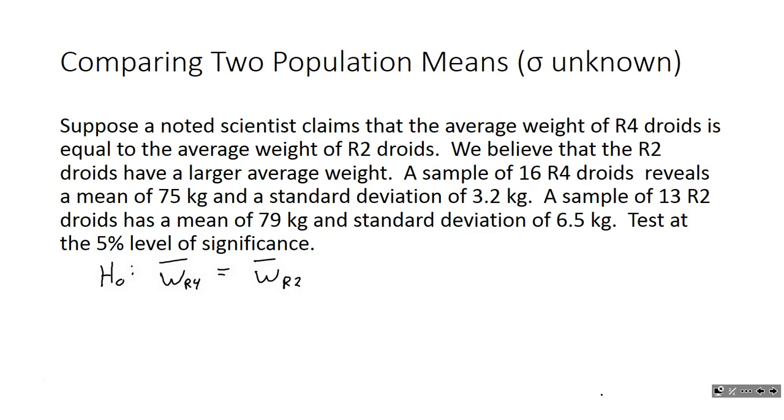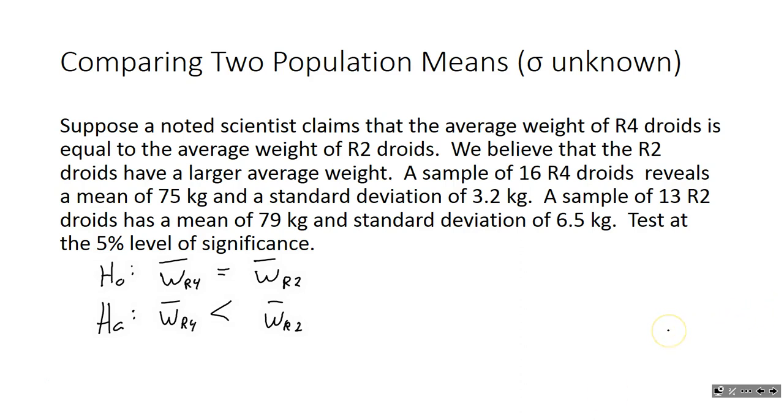All right, now we believe that the R2 droids have a larger average weight. So our alternative hypothesis, which is what we're always trying to prove with the data, we're always trying to prove the alternative. We believe that the R2 droids have a larger average weight, so it would look like that. Remember, the equal sign is always in the null hypothesis. The alternative is always greater than, less than, or not equal to.